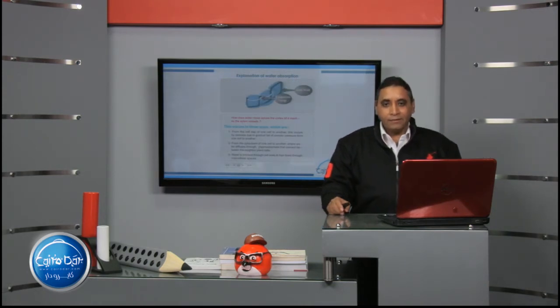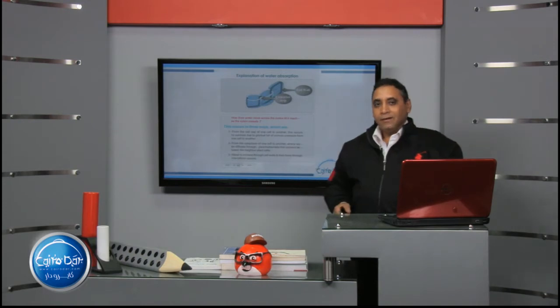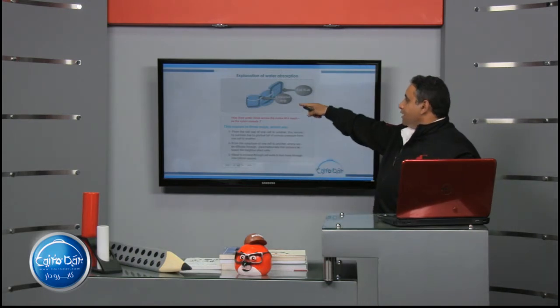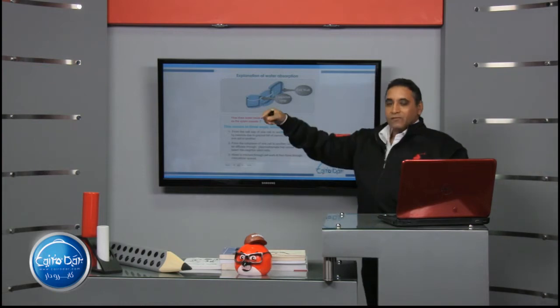We'll explain the absorption of water and salts as a first step of the autotrophic nutrition in the plant. As shown in this slide, the presence of the Casparian strip in the endodermal cells allows the water to pass from the root hair to the xylem vessels.